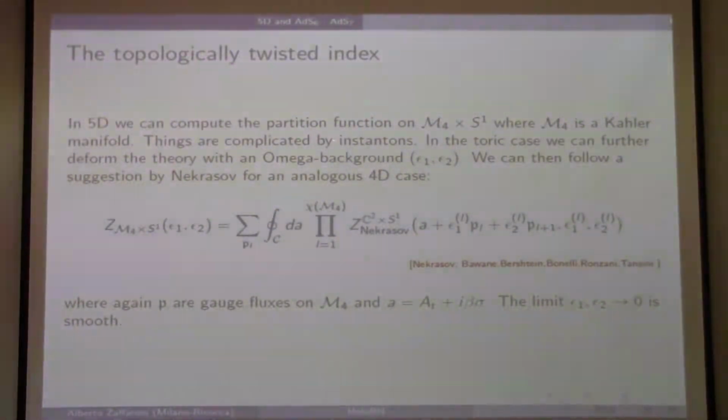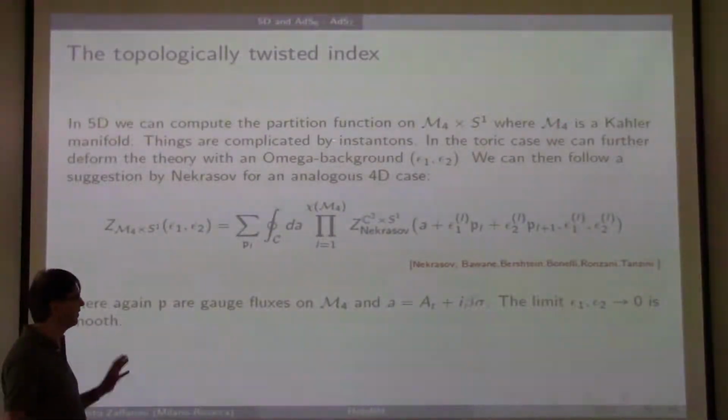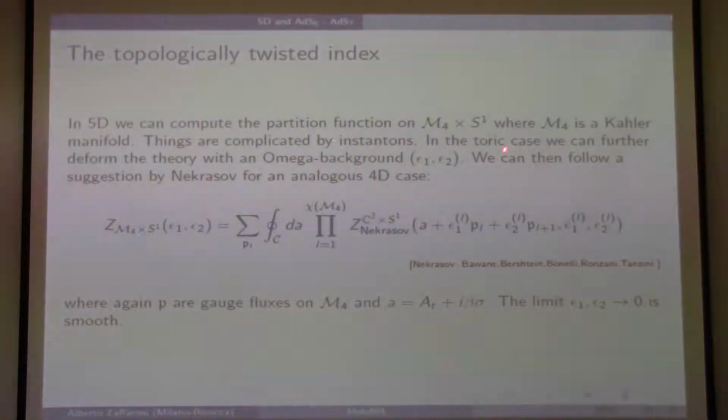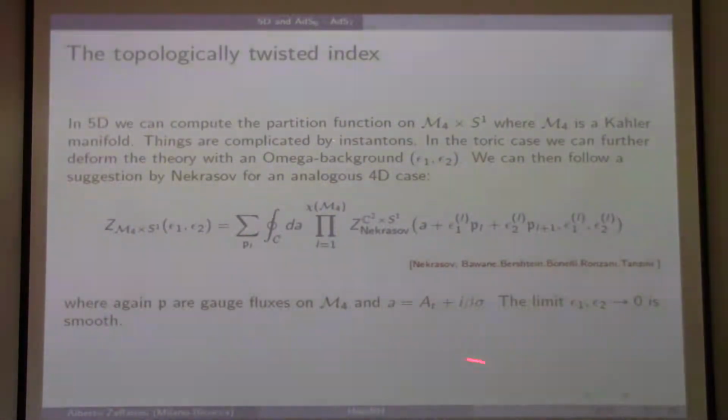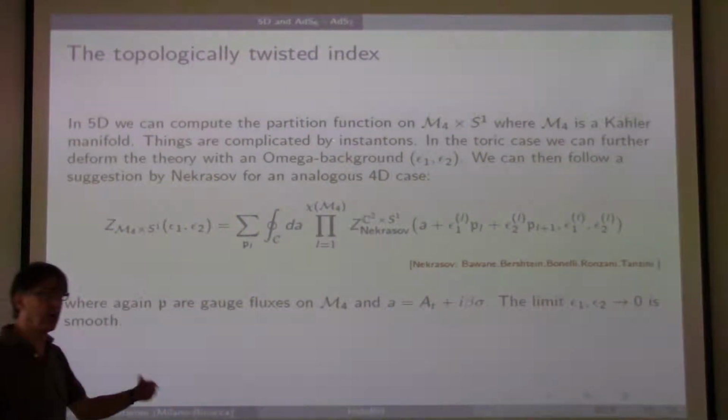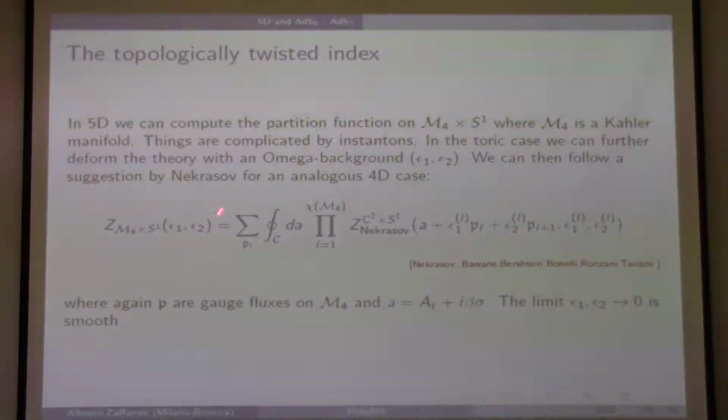But the point is, now you have a 4-manifold, so you can have topological sectors that are instantons, and so things are complicated by instantons. So we found this preliminary way of dealing with this problem. In the case where this is a toric variety, there is a T2 action on it, so you can introduce equivariant parameters. So you can put the theory on an Omega background. This is what Nekrasov did. And you can study the problem with equivariant parameters.